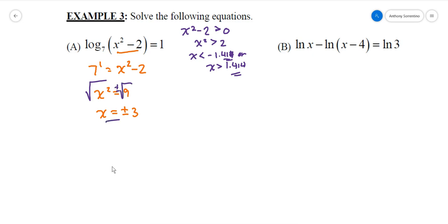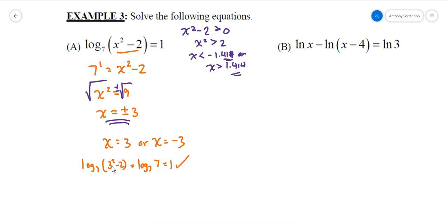Now, don't automatically think that because something's negative, and I'm dealing with logarithms, that it cannot be an answer. I should plug both of these in. If I put in the log base 7 of 3 squared minus 2, that's the log base 7 of 9 minus 2, which is 7, that equals 1.